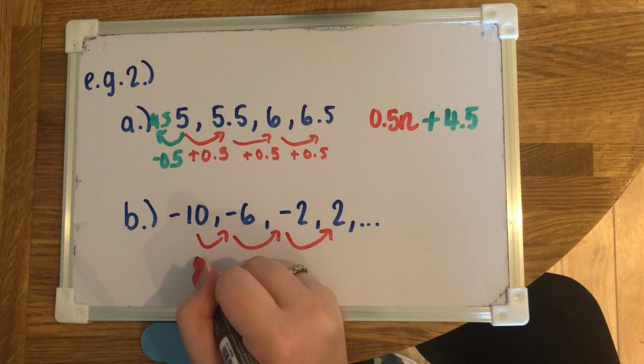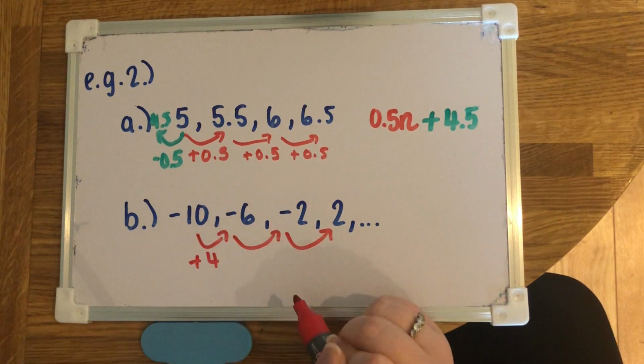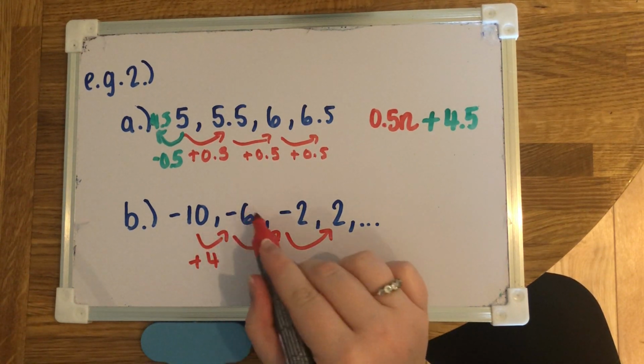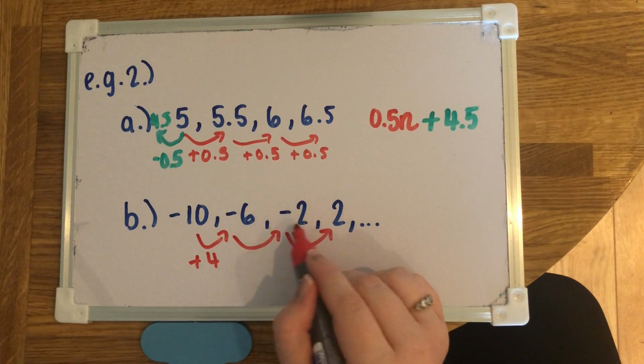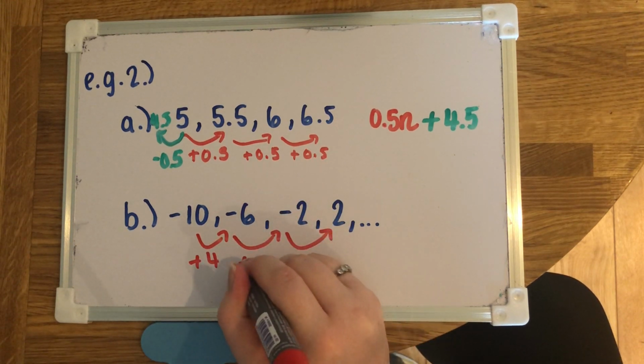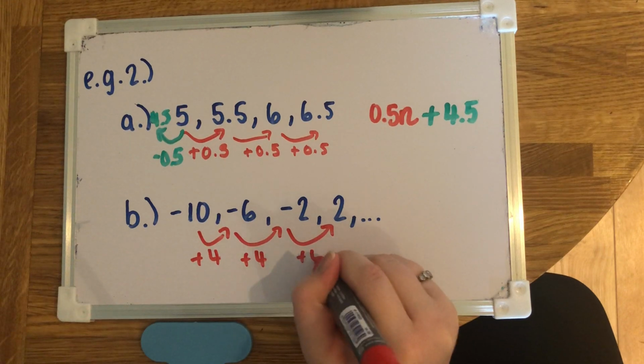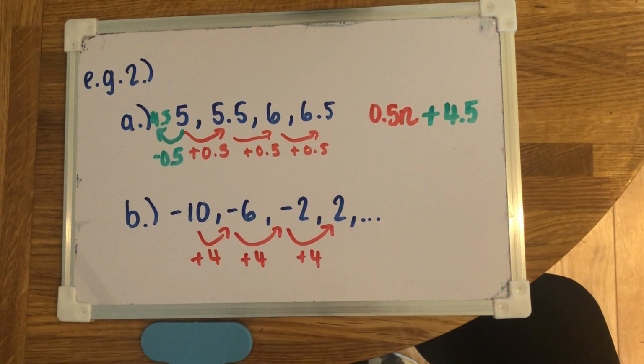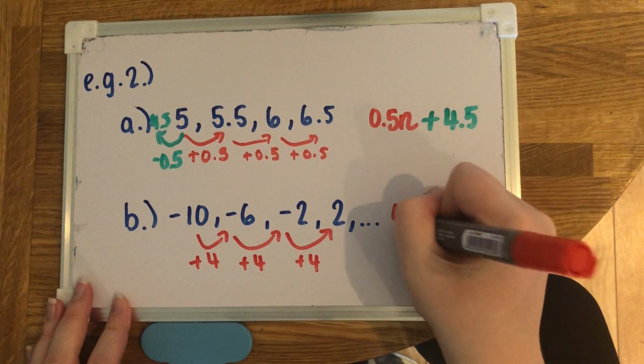So we're adding on 4 each time. And again, -6 is further away from 0 than -2, so that means we will be adding 4 again, and adding 4 again to get from -2 to 2. So it's going to be 4n.